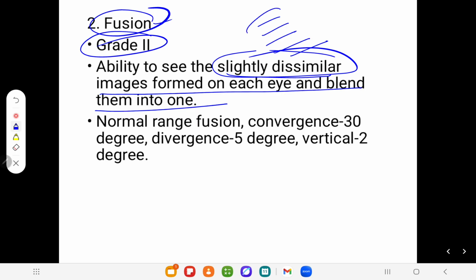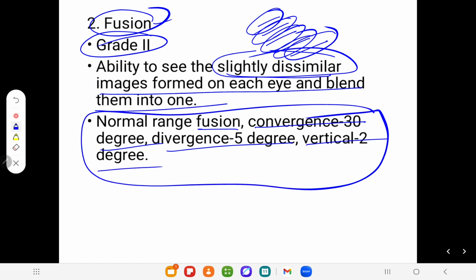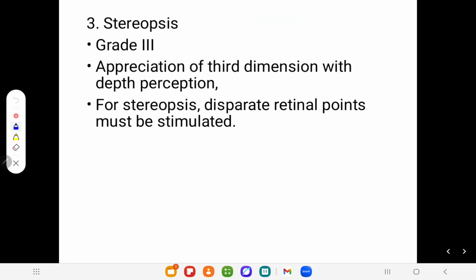So for fusion, the prerequisites are same shape, same color, same contrast, focused, and same direction. These are always important. The normal range of fusion is convergence 30 degrees and divergence 5 degrees in prism. These are just motor things. I'm not talking about motor things, I'm talking about fusion in the sensory sense. It's very important: slightly different, and our brain can combine it.